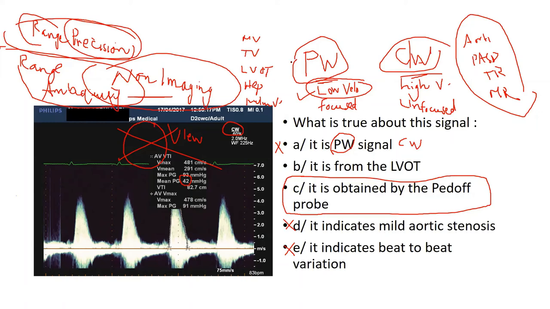It means if you use CW like this, the high velocity could be anywhere. It could be from here, from here, from here, from here. Range ambiguity. But if you are switching to PW, the velocity is in the sample volume denoted by the two crosses like an equal sign. It means the velocity is just coming from this place. Okay? So this is important to know. High velocities, low velocities, range precision, range ambiguity. Okay? Good.